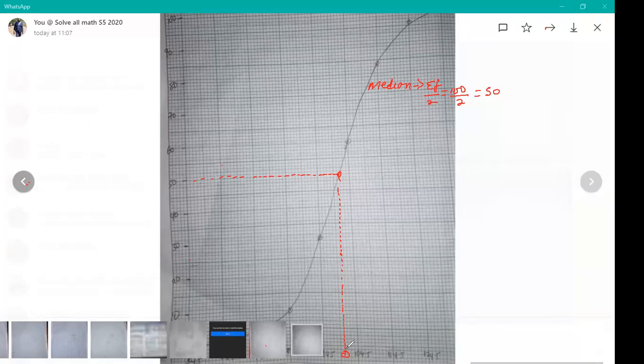So can we now go for the quartile? The quartile is going to be a quarter of n. That was median. Lower quartile. Q1 is going to be a quarter of the summation of F, which is a quarter of 100, and the answer is 25. So come and look for 25. 25 is here. Then match this line. It's stopping somewhere there. Then go down and read the corresponding value.